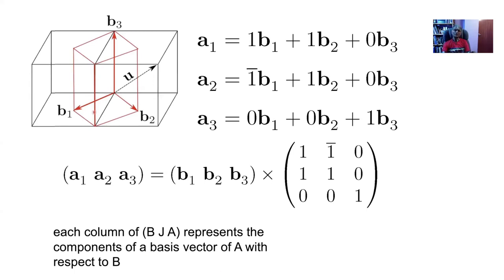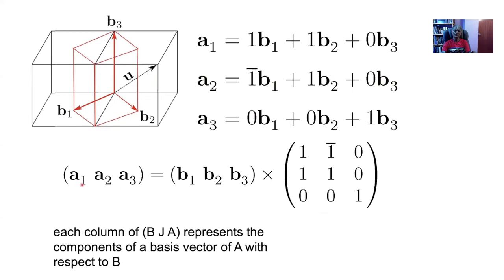We express the basis vectors of A in terms of the basis vectors of B. So A1, for example, is along here, and it's simply B1 plus B2. So we have 1B1 plus 1B2 plus 0B3, and so on. And then we arrange these as the columns of a matrix. So the 1, 1, 0 come over here, bar 1, 1, 0 here, and 0, 0, 1 here. And this is a coordinate transformation matrix. And this equation here is simply a matrix representation of this set of three.